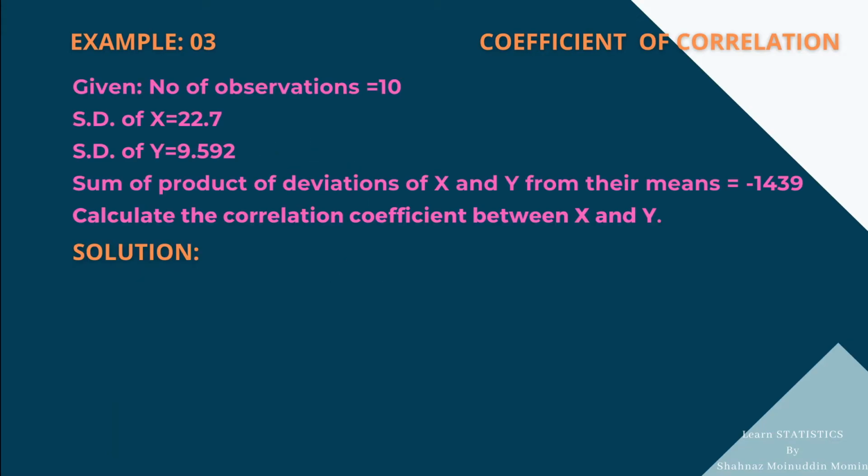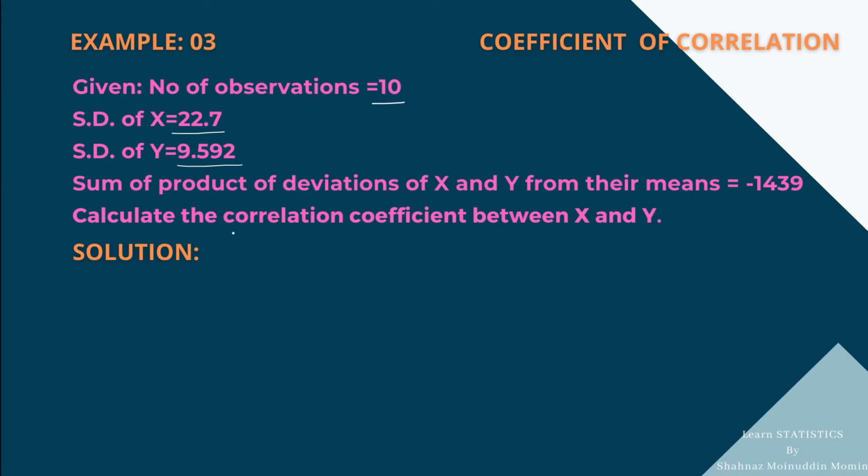Now we will take example number 3. In example 3 we are given the number of observations n is equal to 10, standard deviation of x is 22.7, standard deviation of y is 9.592. Sum of product of deviation of x and y from their mean is also given. Calculate the correlation coefficient between x and y.